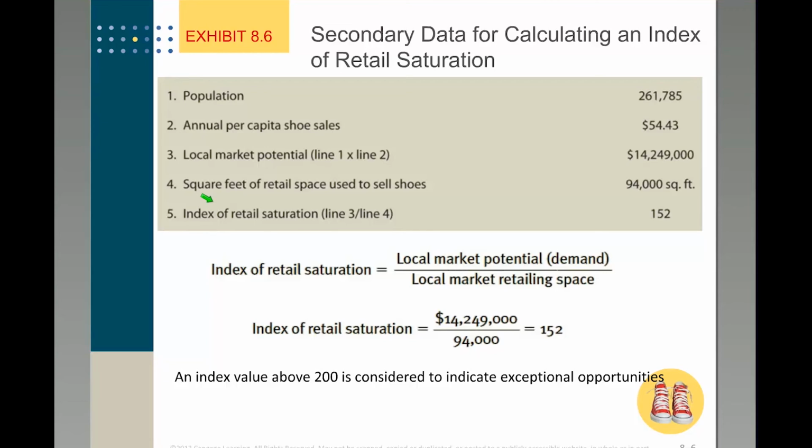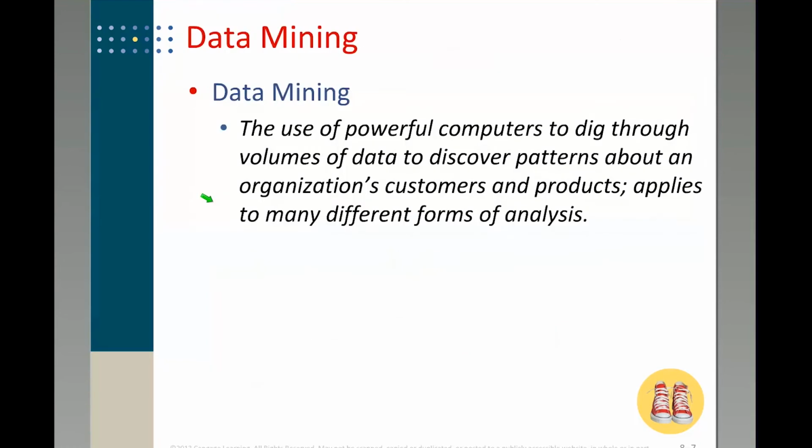So the textbook gives us an example talking about how to calculate an index of retail saturation. And I'm sure you will learn this simple calculation in your other courses. So we're gonna skip it. This is just to show you we can use secondary data to do some calculation.